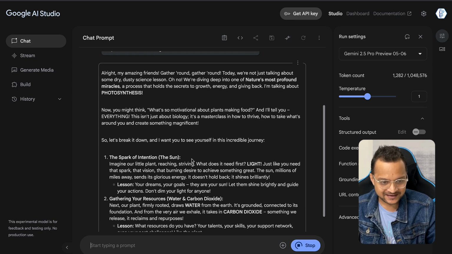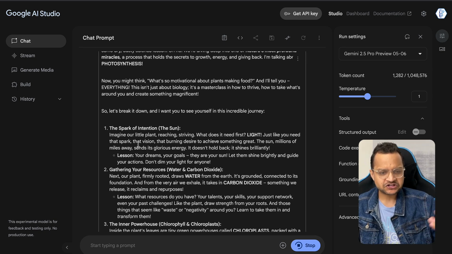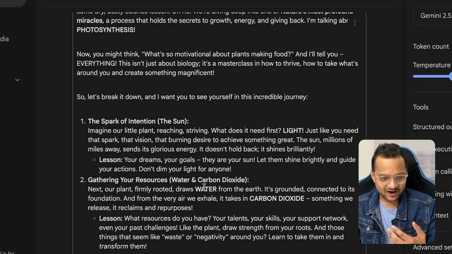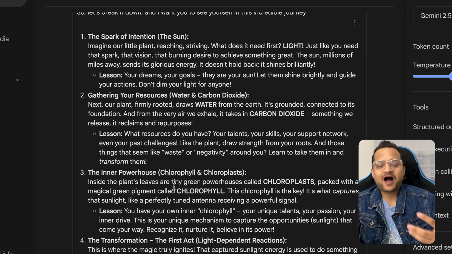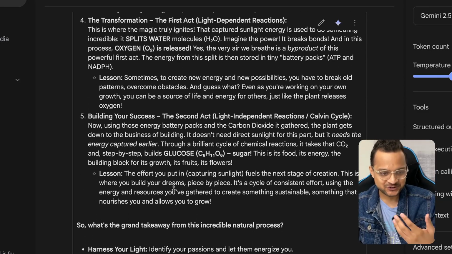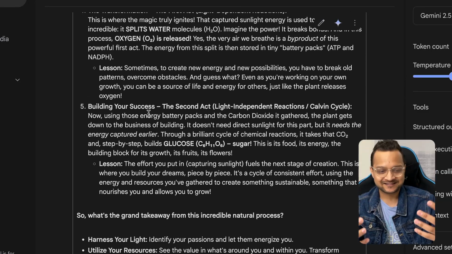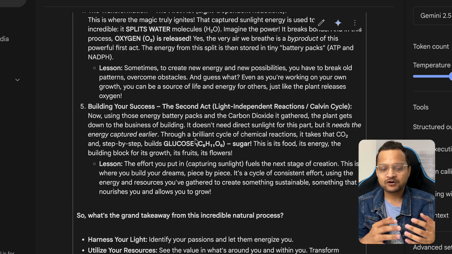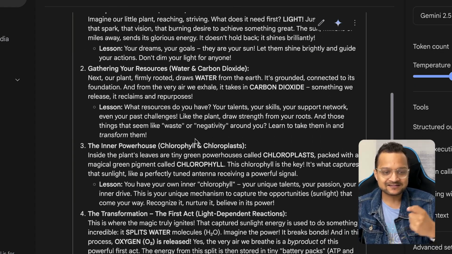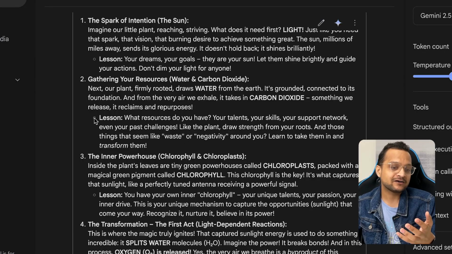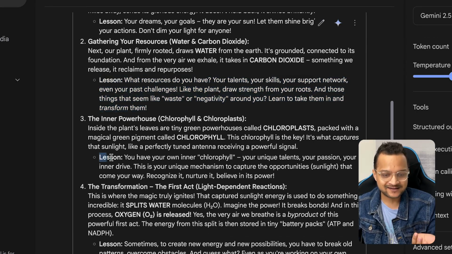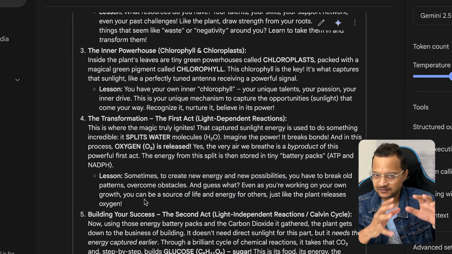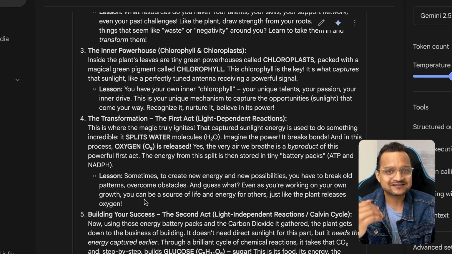Okay, so let's break it down. Spirit of intention, the sun, gathering the resource, water and carbon dioxide, the inner powerhouse, the transformation, building the success. See, all of these words it used are for motivation. Every line is kind of a motivation. So now it has a lesson about every step, because we said that your role is a motivational speaker.